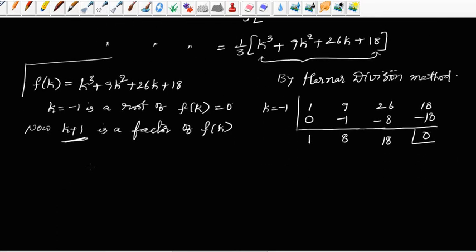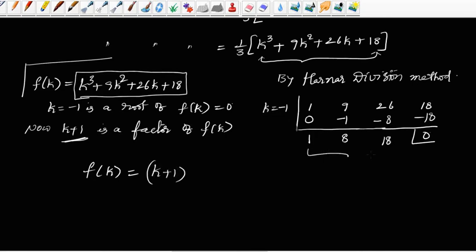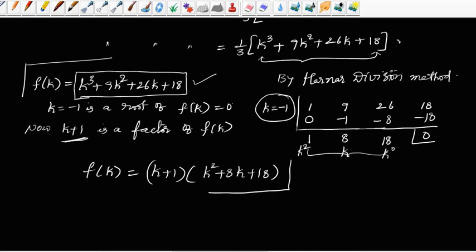Now, f of k can be written as here. The factor of this one is k plus 1. Now, this is the quotient of the polynomial. If one of the factors is k plus 1, that means the degree of f of k is decreased by 1. Now, this is the k square coefficient, this is the k coefficient, this is the k power 0 coefficient. Now, this can be written as k square plus 8k plus 18. Now, this can be substituted in the final step.